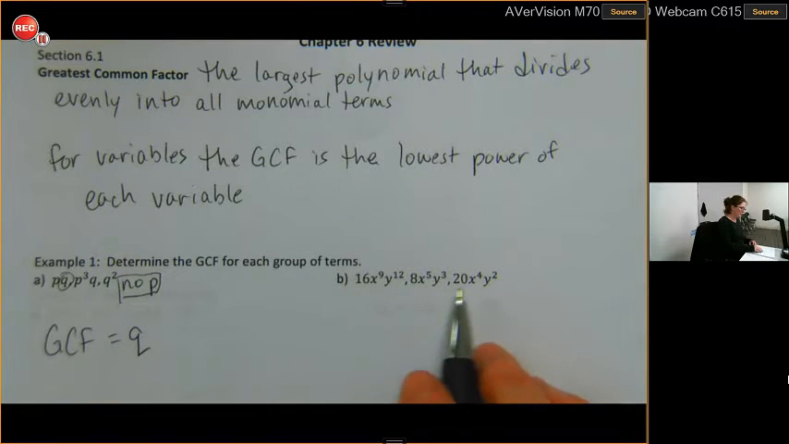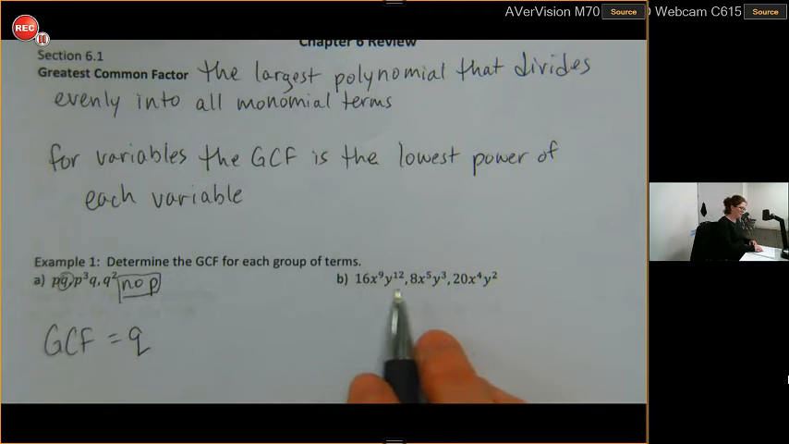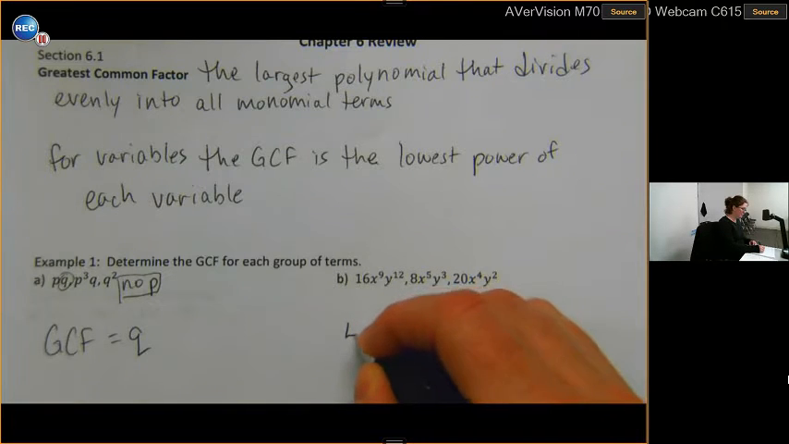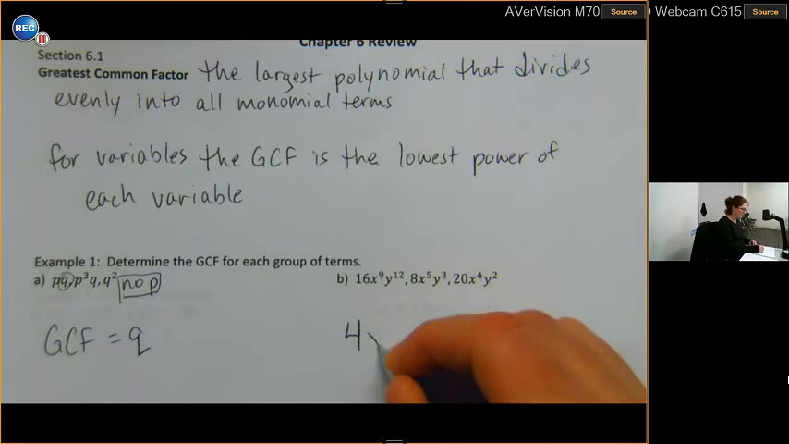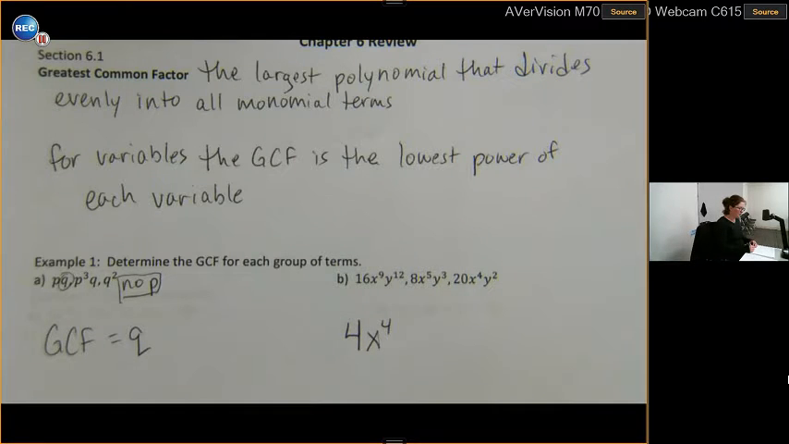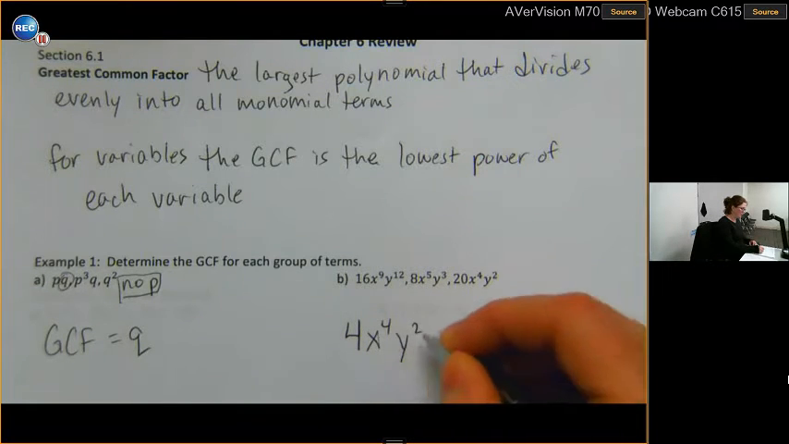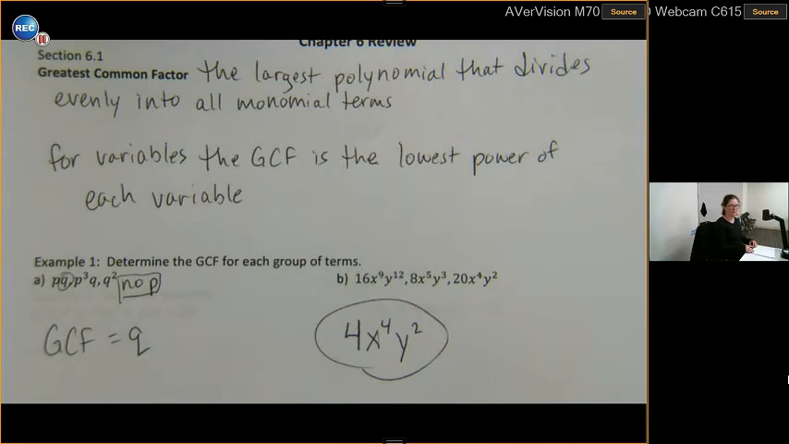On part B, looking at my numbers, 16, 8, and 20, I need the largest number that goes into all three of them, which is going to be 4. And then I look through my x's and I find the lowest power is x to the 4th. And I look through my y's and the lowest power is y squared. And so that's the GCF for part B.